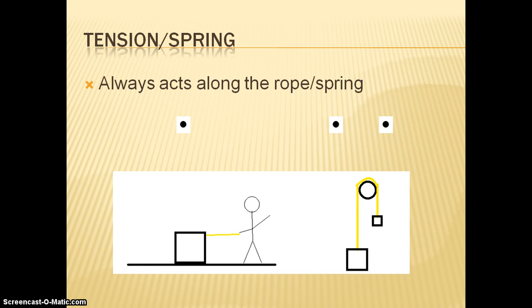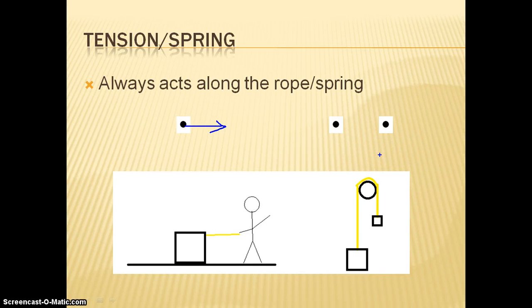Next one is tension and springs. Tension and springs, they always act along the rope or spring. So in our first picture down here at the left, we have a person pulling a block to the right. Therefore, the tension is going to be directed to the right.